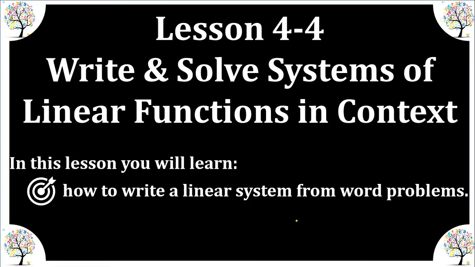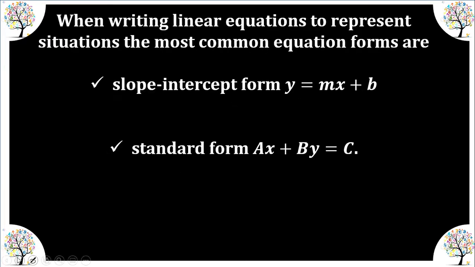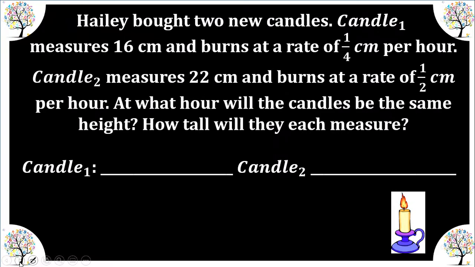Okay, guys, in this lesson, we're going to learn how to write a linear system, a system of linear equations from word problems. We will either write them in slope intercept or we will write them in standard form. So remember, slope intercept form is y equals mx plus b, where we know our rate of change and our starting point, our y-intercept, or standard form ax plus by equals c. Once we write these in one of these forms, we will either use substitution or the elimination method to solve.